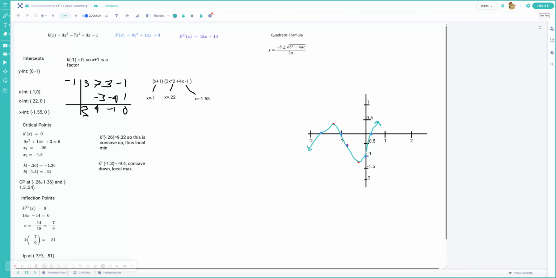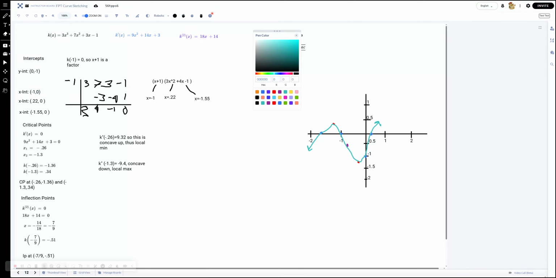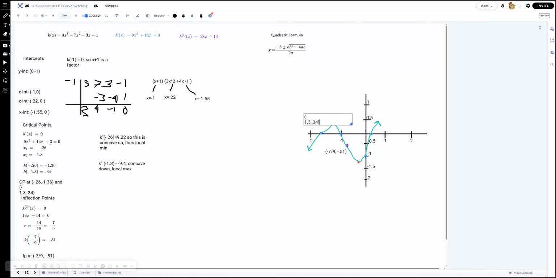If you want to make it a little bit nicer, you want to add your points directly on. So let's do that. We'll just do this for the key points, not the intercepts, because those are kind of implied where they are, and it's easy to find them. So that's our inflection point. Here is one of our critical points right here. Let's make that look nicer. And our last critical point, which is at negative 0.26, negative 1.36.